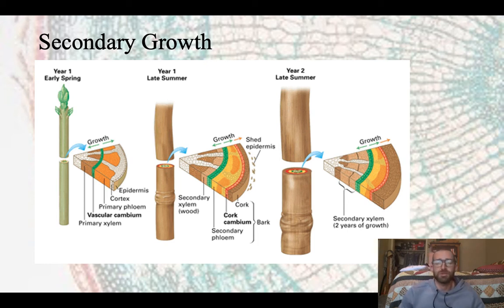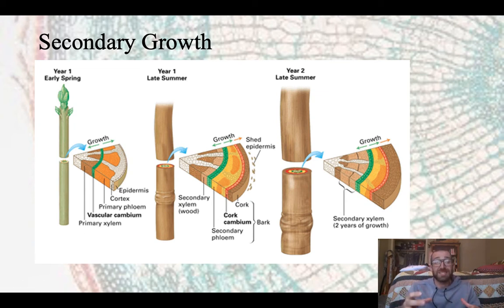That cross section where you see, I'm sure you've all seen a cut trunk of a tree, and you see the rings of growth. That is what you're seeing here. Particularly when you're seeing those rings of growth, you're looking at the rings of this secondary xylem that gets produced. So that is a vascular cambium, which is a type of lateral meristem.